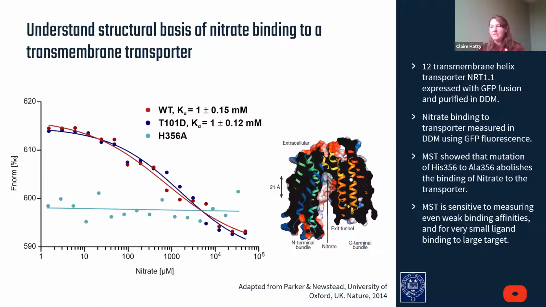By combining MST and crystallography, they revealed the key amino acid residues for the nitrate binding and subsequent transport. It helped to further understand how the phosphorylation of the transporter allows it to switch between binding states. It's also a nice example of how sensitive MST is, because it allows you to measure the binding of a very small ligand to a very large protein in solution, even when there's a very weak affinity between the two.